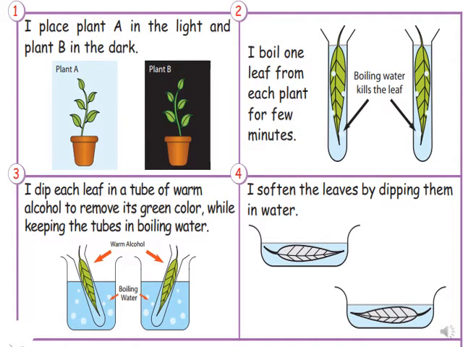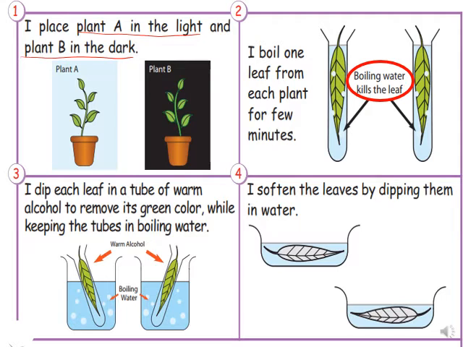So here we have this experiment. We have two plants, plant A and plant B. Plant A was placed in light, whereas plant B in darkness. So plant A receives light, plant B doesn't. We boil one leaf from each plant, one leaf from plant A and one leaf from plant B, for a few minutes. Boiling has an important role. It kills the leaf, it kills the components of the leaf.